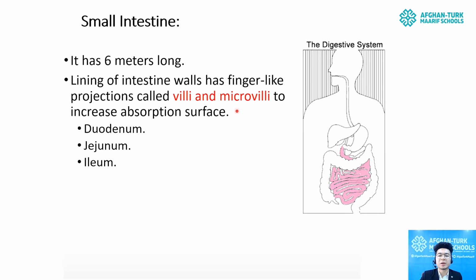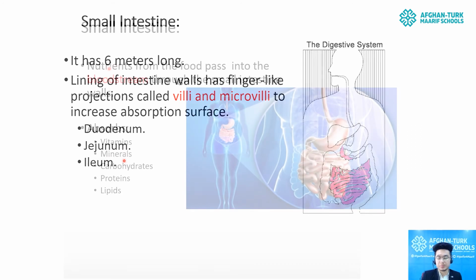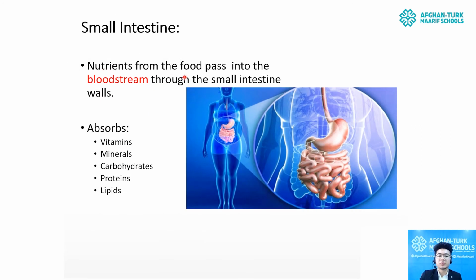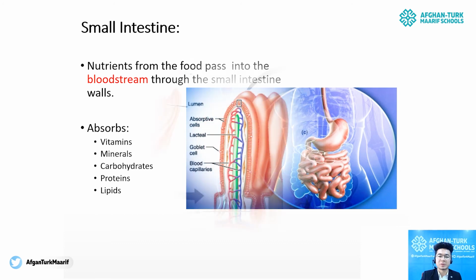There are 3 main parts in our small intestine, which are duodenum, jejunum, and also ileum. Nutrients from food pass into the bloodstream through our small intestine's wall. It means that our small intestine absorbs most of the nutrients we eat, for example, vitamins, minerals, carbohydrates, proteins, and lipids.